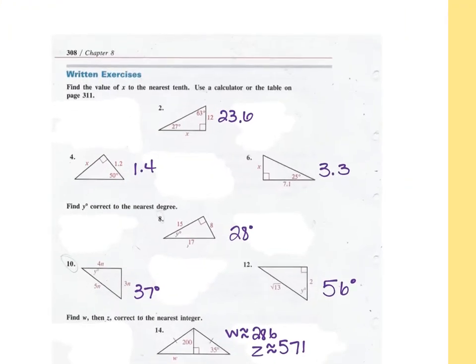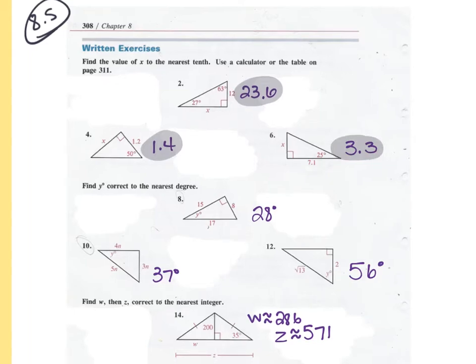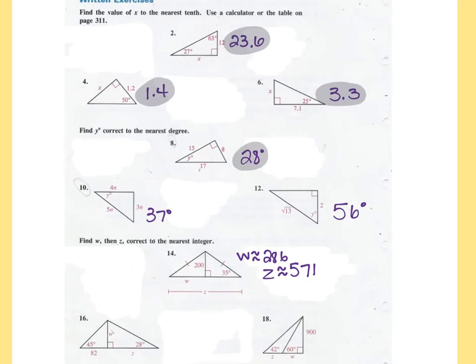Okay, this is 8-5, which was tangent. Okay, 2 is 23.6, 4 is 1.4, 6 is 3.3. 8 is 28 degrees. 10 is 37 degrees. 12 is 56 degrees. The degrees will also not be part of your answer. So when you go to answer this, if it's open-ended, it would just be 56, not 56 degrees.